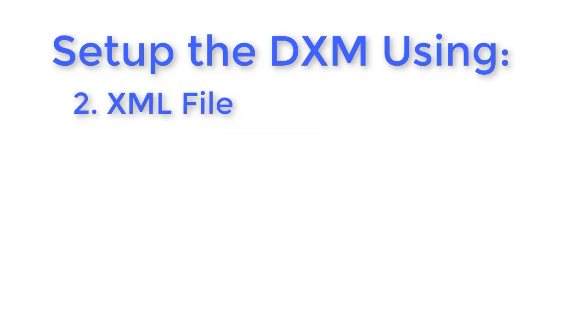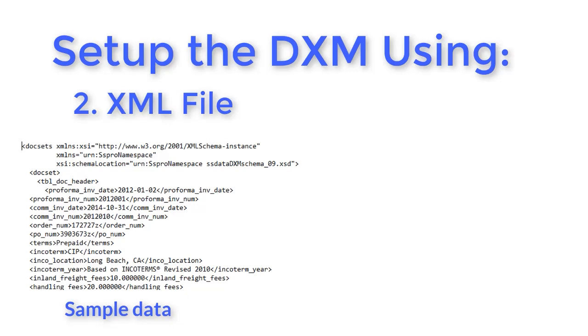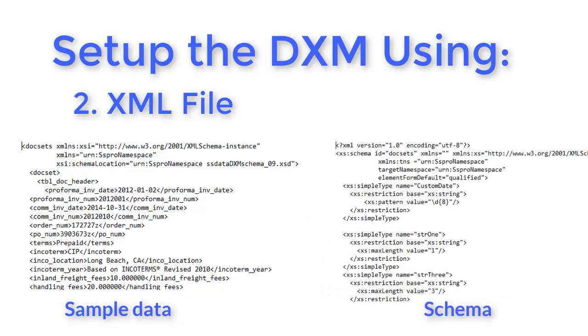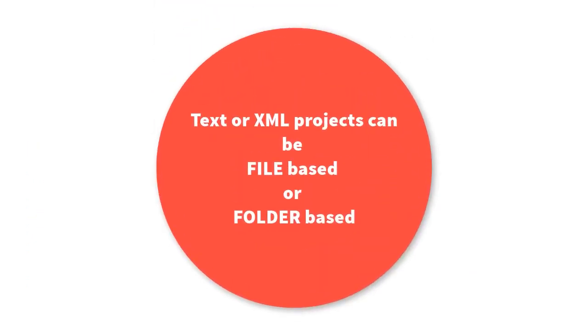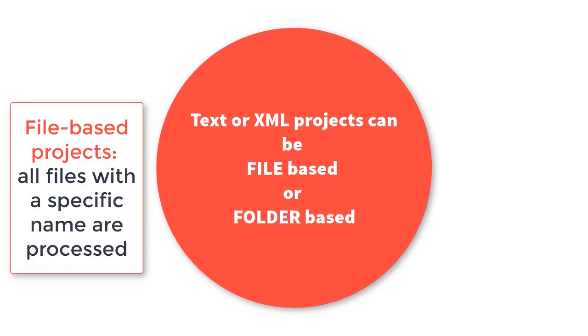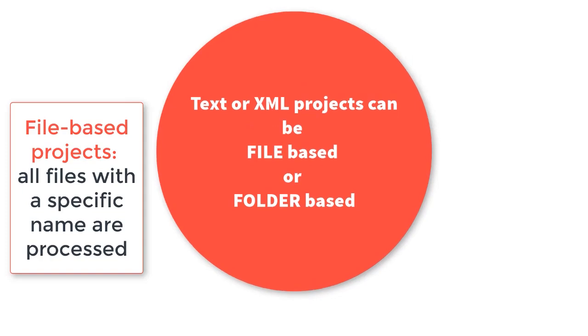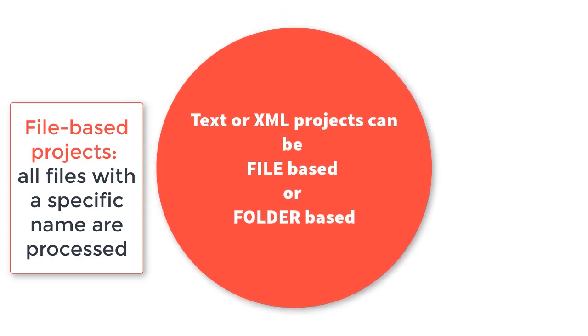If you choose to use an XML file format, you only need 1 file, but it needs to conform to the schema provided. More information, including the path to the schema, can be found in the Shipping Solutions User Guide. With the text or XML file option, you can use either file-based or folder-based processing. With file-based processing, the DXM will process 1 file or set of files with a specific name. The files can contain multiple orders.